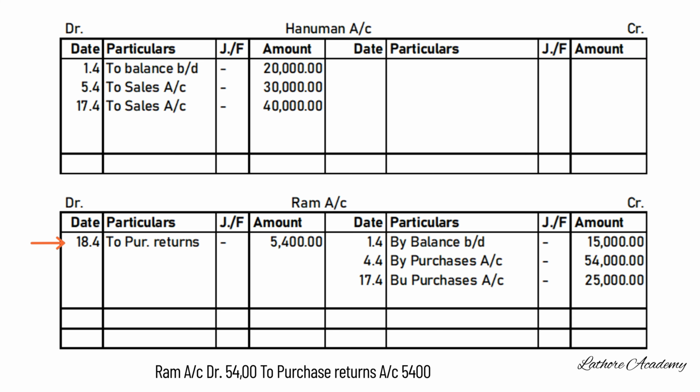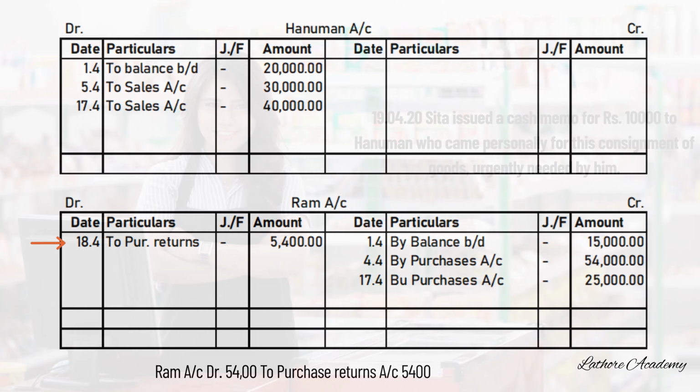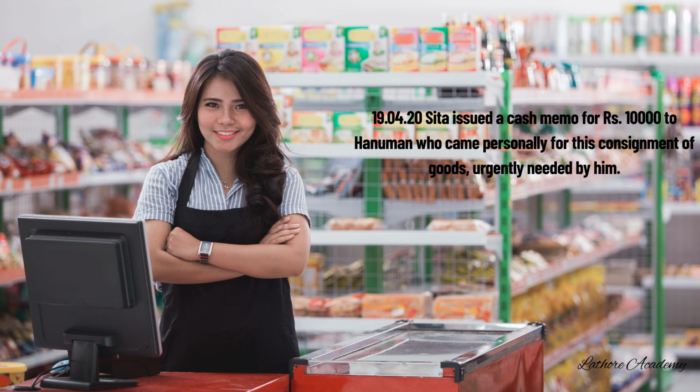So the journal entry will be Ram account debited to purchase returns account. Moving on to the next transaction, on 19th April 2020, Sita issued a cash memo for 10,000 rupees to Hanuman, who personally came for the consignment. Students, this is basically a cash sale transaction.